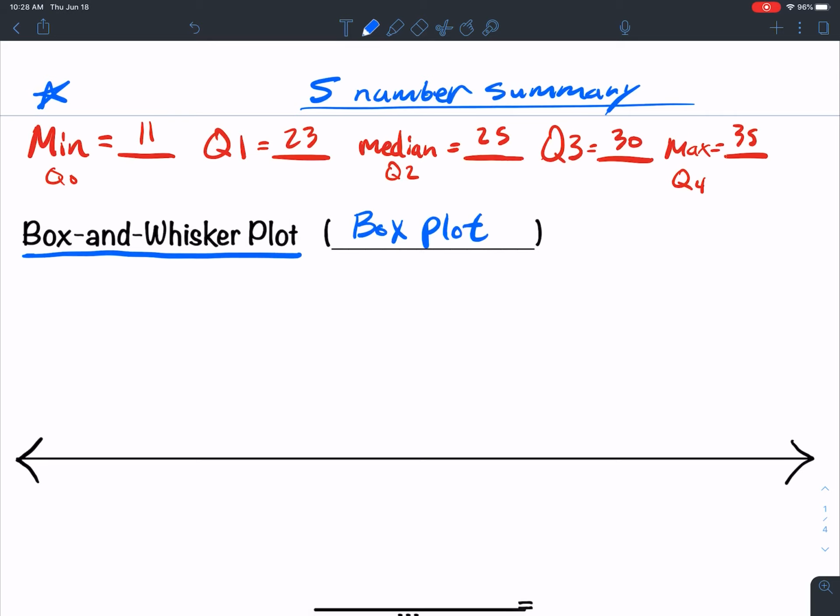What we're going to do is plot this on a number line. My lowest number is 11 and my largest number is 35. So I'm going to run from 0 and count by tens. That way I can get everything on there.